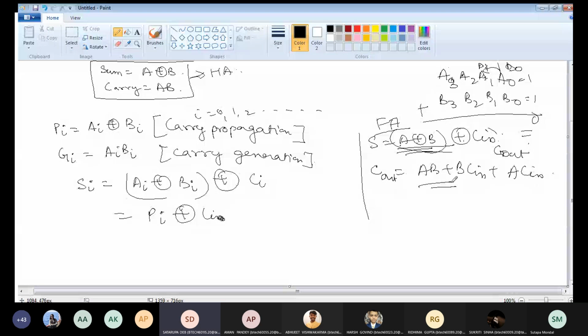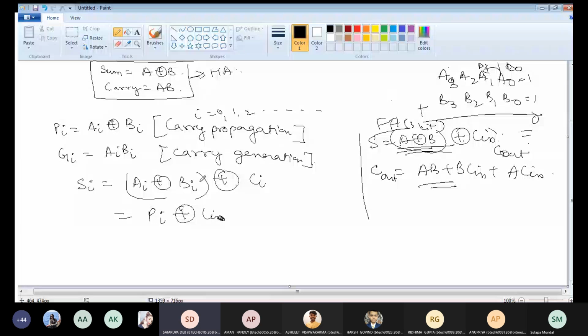But if you want to take more than 3, what will you do? You make it a suffix of I. That is I equals 0. It can be 1, 2, 3, 4, 5, and it goes on. So now the total sum for a full adder is this.